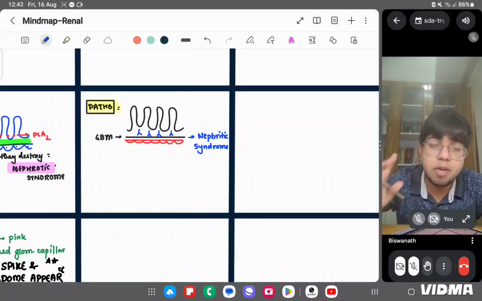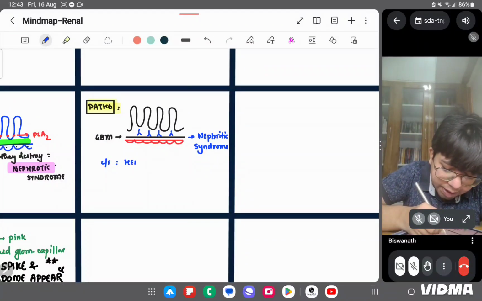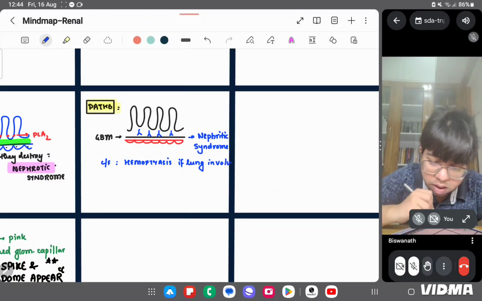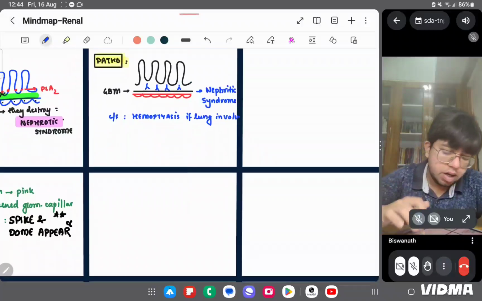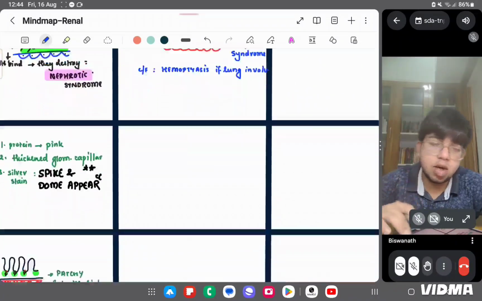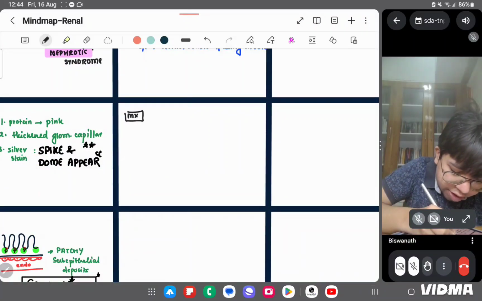If there is lung involvement, then we'll see the clinical features. The clinical feature will be hemoptysis if the lung is involved. If the lung is involved, then hemoptysis will be present over here, right? We talked about pathogenesis. Pathogenesis is done. Let's move to the microscopy quickly. So what will we see in the microscopy?